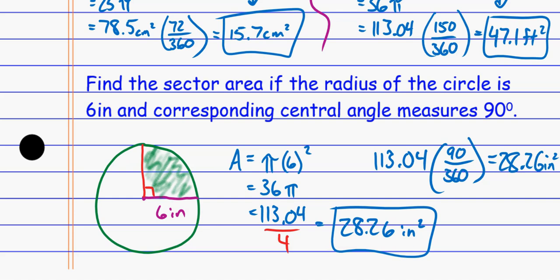If it's half a circle, you don't have to do 180 over 360. Just divide the area by 2. If it's a quarter of the circle, we could just divide this thing by 4 and make life a little bit easier for ourselves, okay?